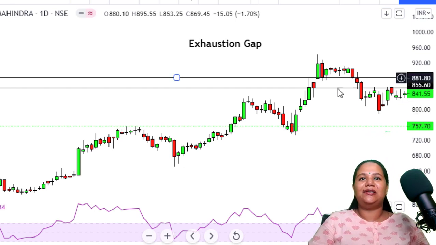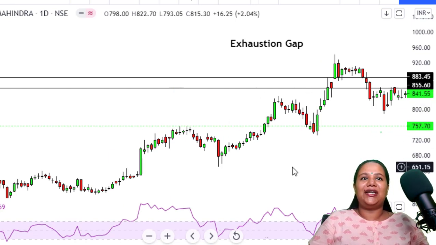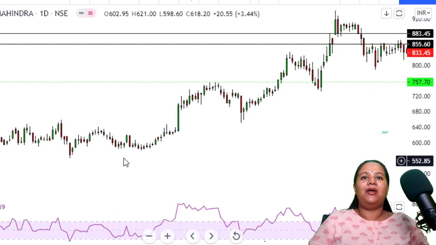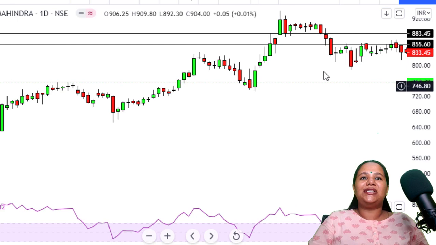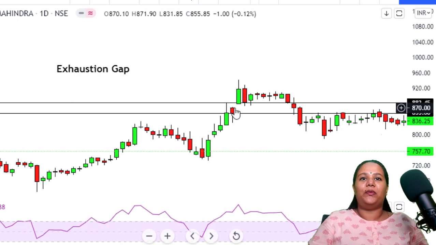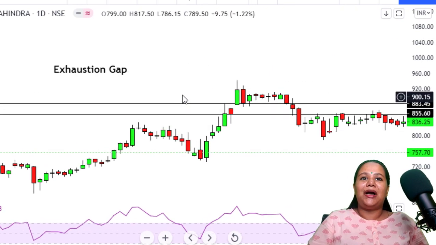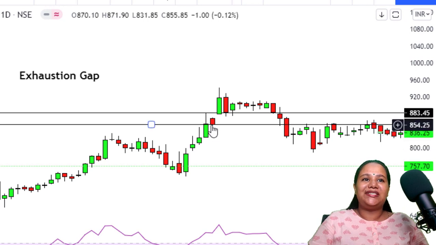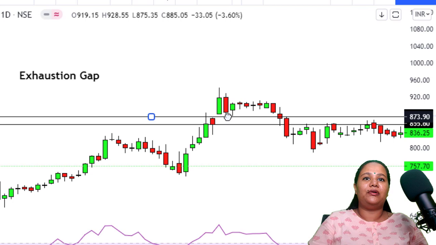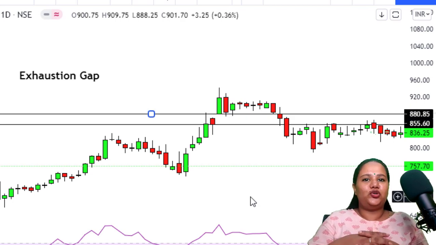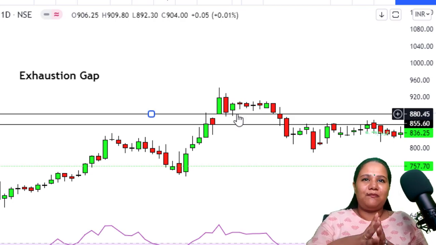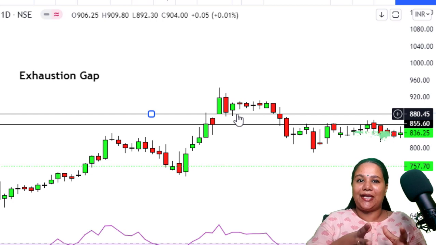So in this case, the trend in Mahindra & Mahindra has been up, right? It's been going up, making swing highs and swing lows. And now, all of a sudden, there is a gap opening. As you can see, the market closes on the previous day at 854, and on the very next day it opens at around 880. That's about 25 points.